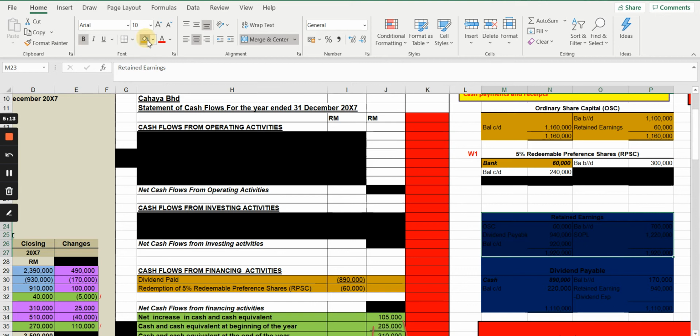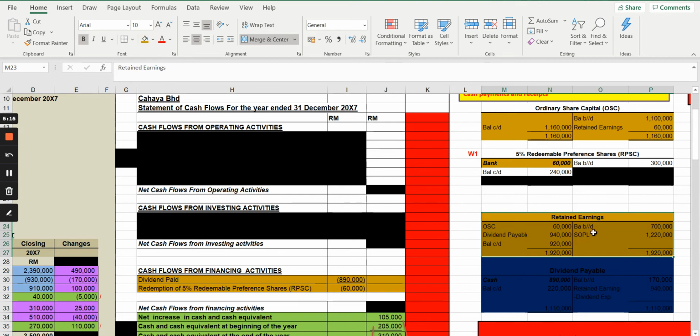Here I prepared for you just to show the part that relates to the share capital. So this is the one related to share capital. I bold it for you. So you go and credit the share capital and you debit the retained profit.